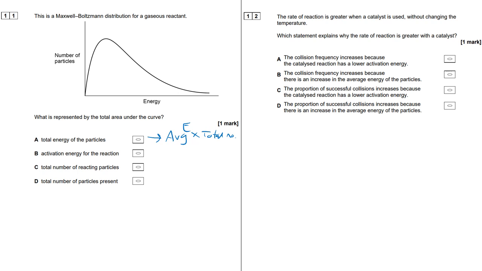Activation energy for the reaction is down to the right, so somewhere around there, depending on the reactants you have present, and the total number of reacting particles are just those to the right of the activation energy. So again, D is the correct answer for that one.